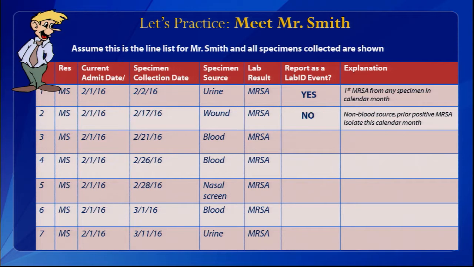Do we report this? Yes. The reason is this is a unique blood source, and he does not have a prior MRSA positive in the blood in the previous 14 days. So then on 2/26, he does have another positive MRSA blood. Do we report this? No, because it's been less than 14 days since his previous positive MRSA blood.